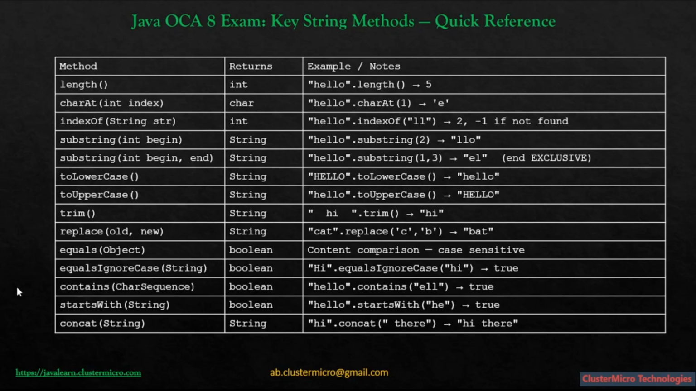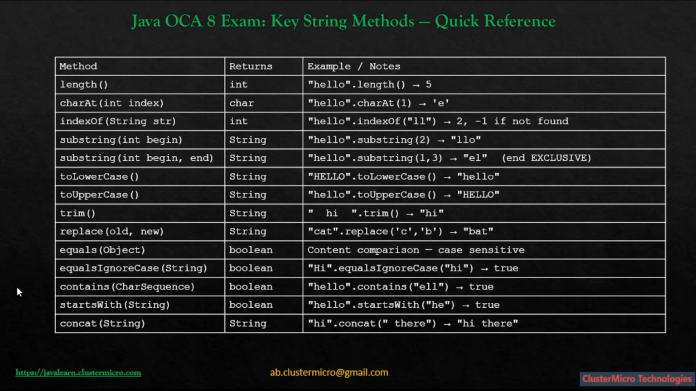And then charAt(int index) returns the character at a specific position. Indices start at 0. So hello.charAt(1) returns e, the character at index 1. If you pass an index outside the valid range, negative or greater than or equal to the length, you get a StringIndexOutOfBoundsException at runtime.